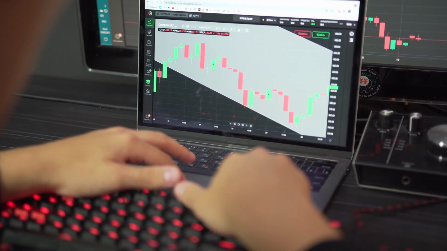Guys, if you don't understand market structure, you're literally fighting the market every single day. And when you're fighting the market, you're going to lose. It's that simple. Today, I'm breaking down everything you need to know about market structure so that you can finally start trading with the trend instead of against it.